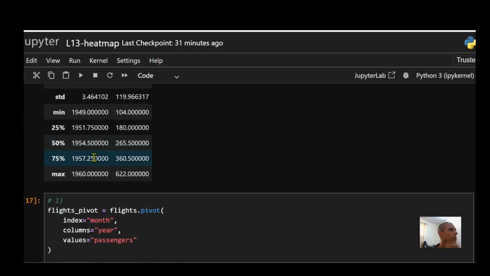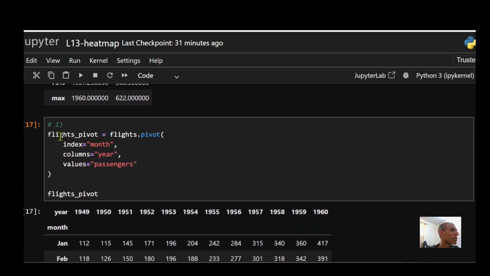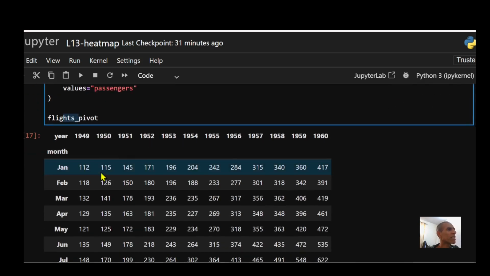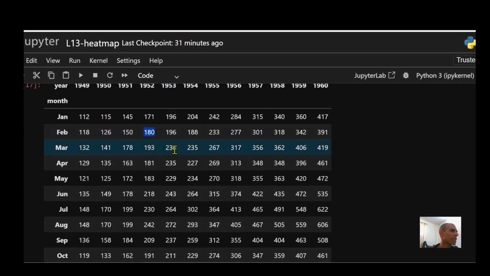So the first thing I'm doing is creating a pivot of this. When I create a pivot table, I'm printing it out. By printing out the pivot table, I can see my numbers in a matrix notation. So it tells me for 1949, in the month of January, there were 112 passengers. And this one is telling me in the year 1952, for the month of February, there were 180 passengers. So I got this data right here.